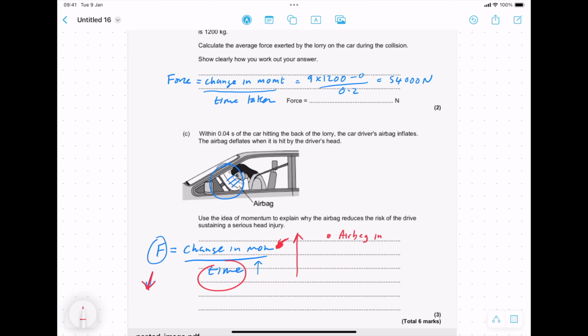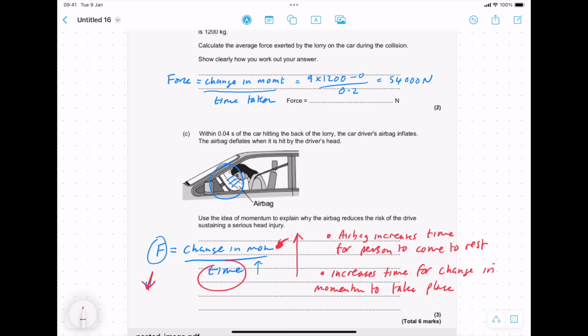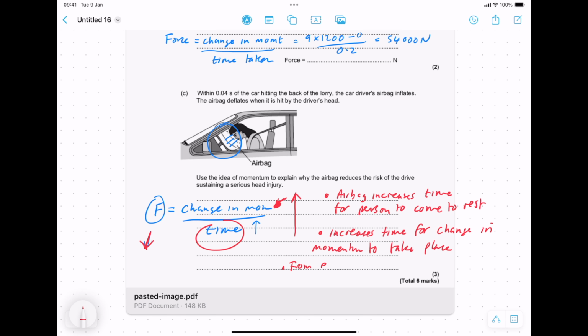The airbag increases the time for the person to come to rest. Or another way of saying that, it increases the time for the change in momentum to take place. Then you can see from the equation, T, the time, goes up, so F must decrease. And as that person will be experiencing that force, the lower the force is, or the more that it can be reduced, then the less likely that person is to experience a dangerous injury.